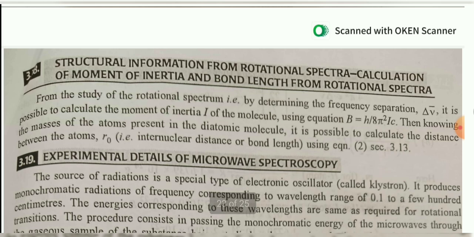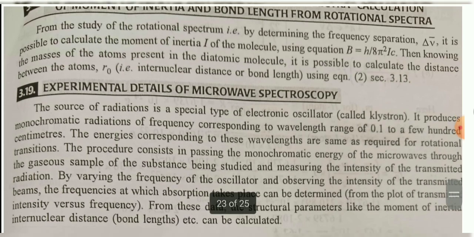Heading 3.18. Structural information from rotational spectra. Calculation of moment of inertia and bond length from rotational spectra. From the study of the rotational spectrum, that is by determining the frequency separation del nu bar, it is possible to calculate the moment of inertia I of the molecule using the equation B equals h upon 8 pi square I C. Then, knowing the masses of the atoms present in the diatomic molecule, it is possible to calculate the distance between the atoms, r naught, that is the internuclear distance or bond length, using equation 2, section 3.13.